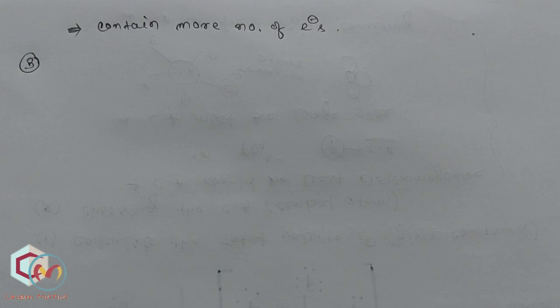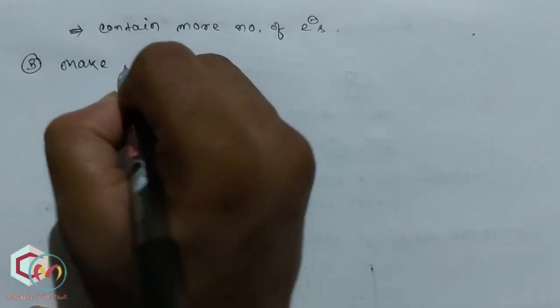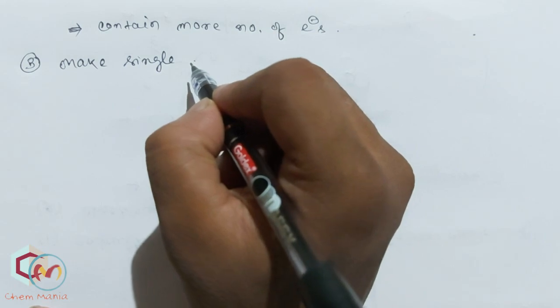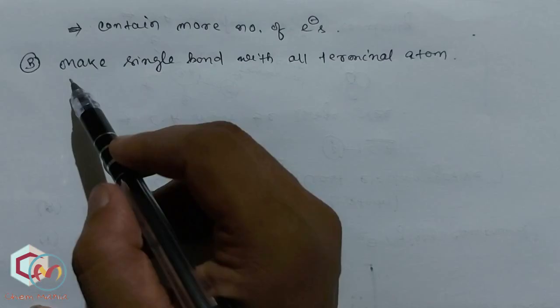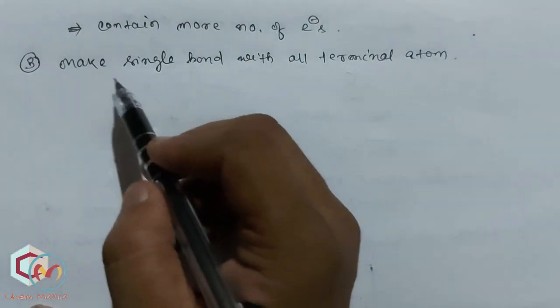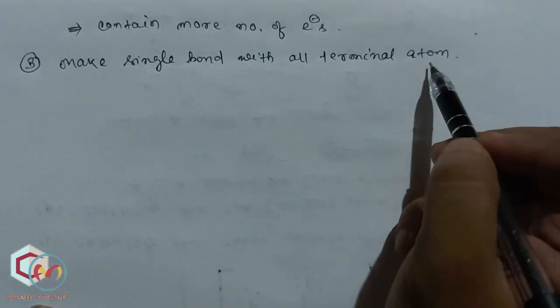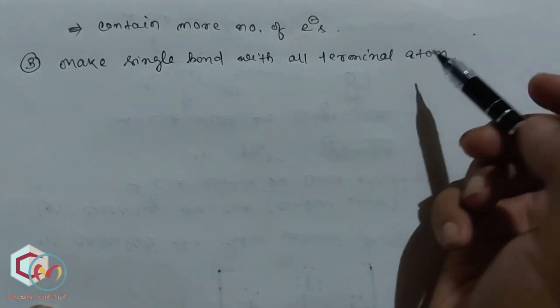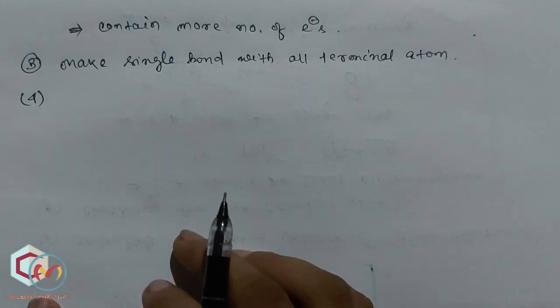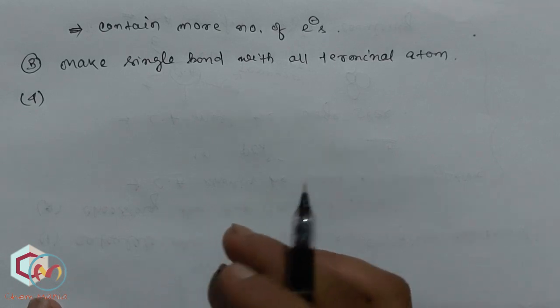Now we have to arrange the terminal atoms around the central atom. How will you arrange that? The third rule is to make a single bond with all terminal atoms. After we choose the central atom, we make a single bond with all the terminal atoms present there.